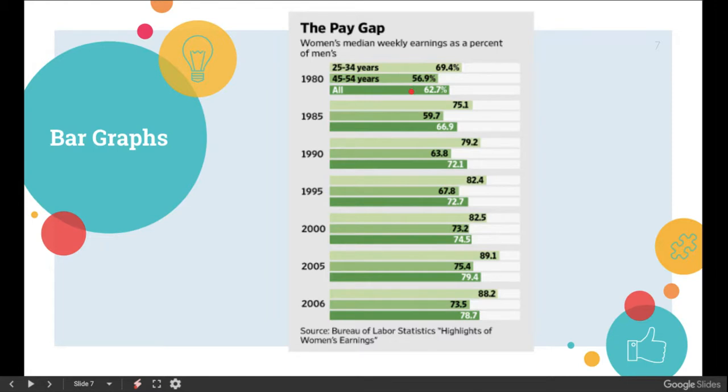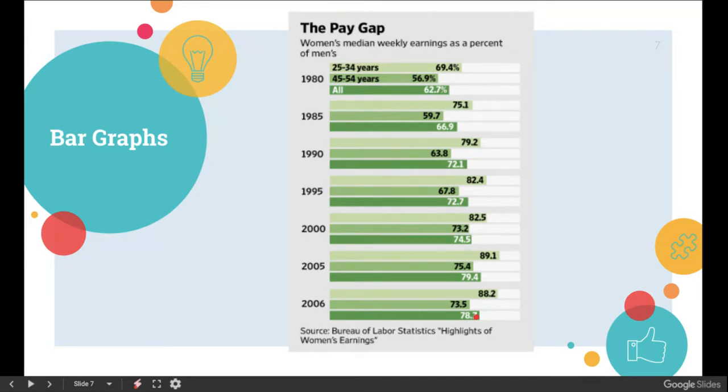These are all women. So you've got this lighter green represents women 25 to 34 years. This is 45 to 54, and this is all women. So it's the combined of those two, right? So what might we infer from this chart? So what I noticed right away is that women who are between 25 and 34 years of age in all years from 1980 to 2006 made more than women who were ages 45 to 54.